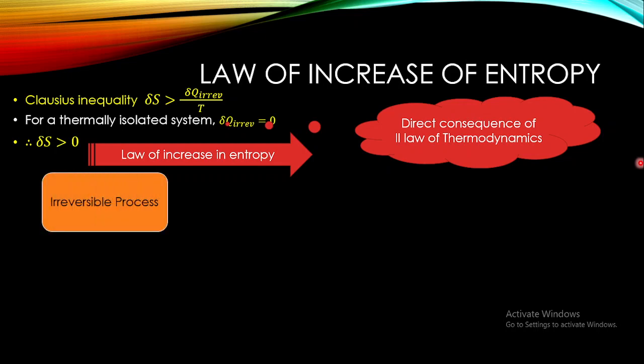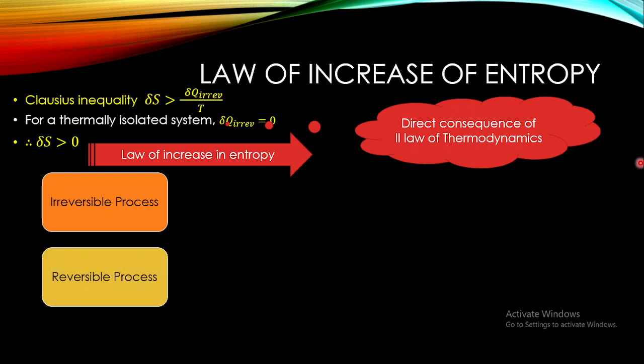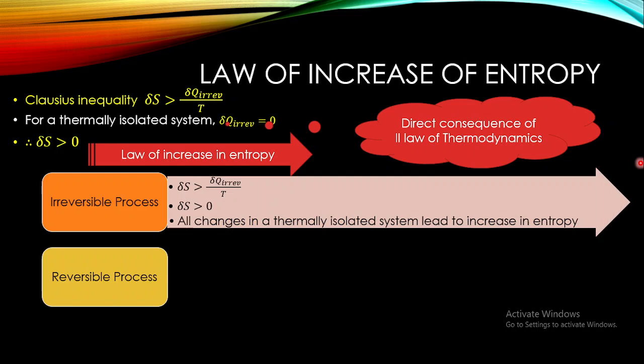So the law of increase in entropy states that it holds for an irreversible process and also for the reversible process. For the irreversible process, the change in entropy will always be greater than the total heat supplied to the system divided by temperature. For a thermally isolated system, the heat supplied would be 0, so the change is always positive. So all changes in a thermally isolated system lead to an increase in entropy.